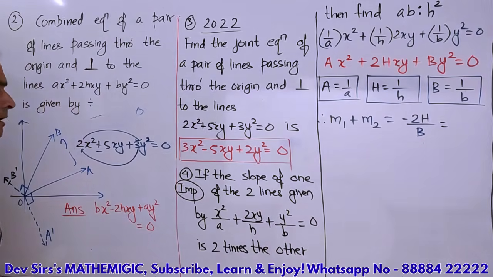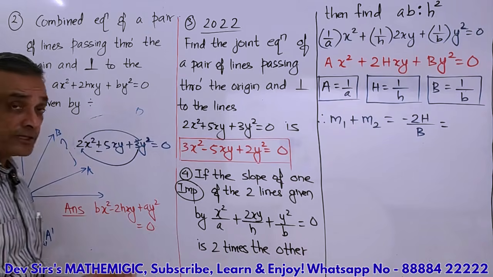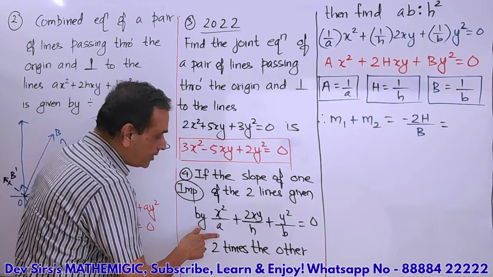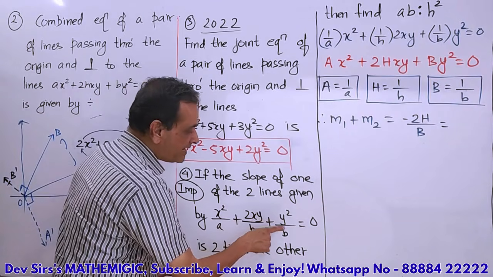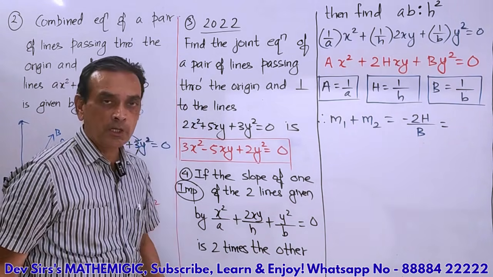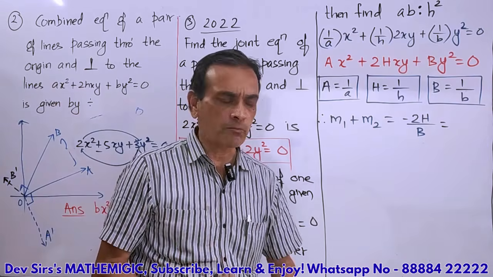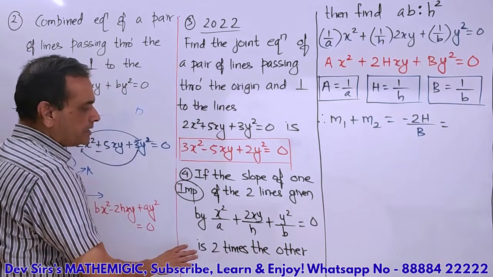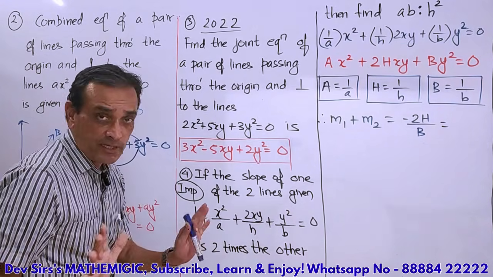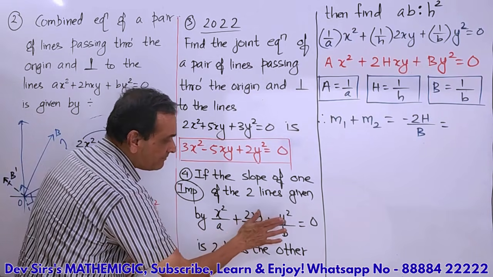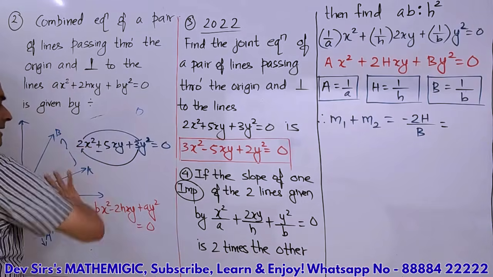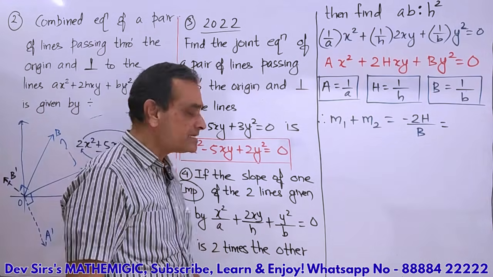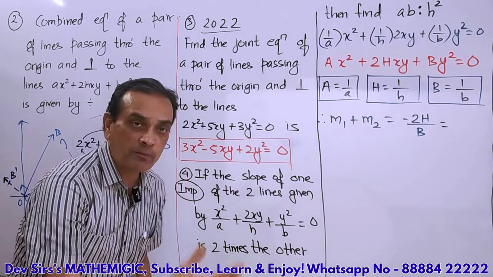Important one. If the slope of one of the two lines given by x squared upon a plus 2xy upon h plus y squared upon b equal to 0. The equation is given in some odd form. It is a combined equation because x squared is there, y squared is there, and xy is there. Again, two lines passing through the origin. The only difference is that a, h, and b are given in the denominator.